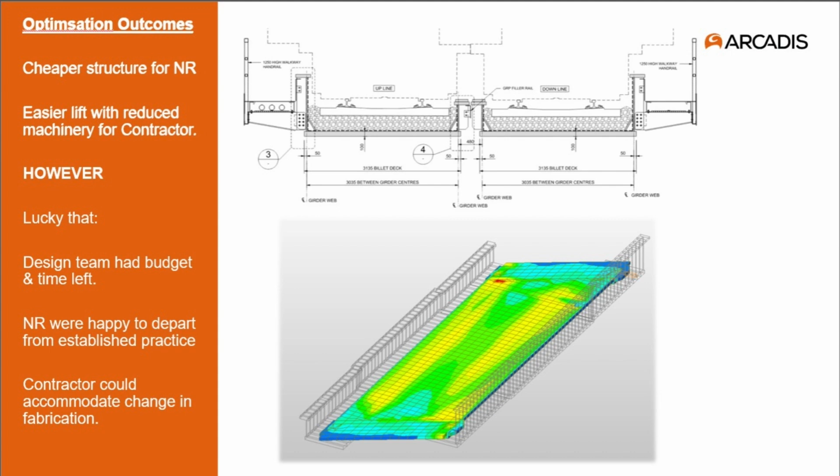However, a lot of this was just down to good fortune on the project, really. The design team were lucky that they had enough time and budget left in the project to look more closely at the opportunity they'd identified. We were fortunate that Network Rail were happy to review and accept the change to an established standard design practice, and we were also lucky that the contractor was happy to take it away and coordinate with their supply chain to accommodate the change that had been made to the previous design.